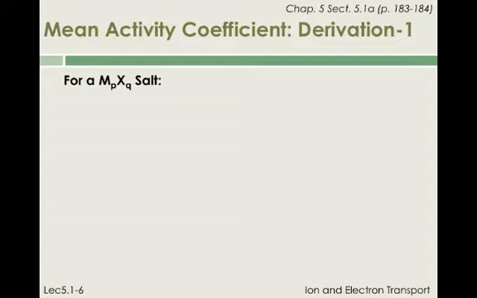Let us consider 1 mole of MpXQ salt. Our goal will be to show that the following expression of gamma plus minus in terms of gamma plus and gamma minus is correct. To do so, we will derive on the present slide an expression for the free energy of 1 mole of salt dissolved in water in terms of the activity coefficients gamma plus for the cation and gamma minus for the anion.